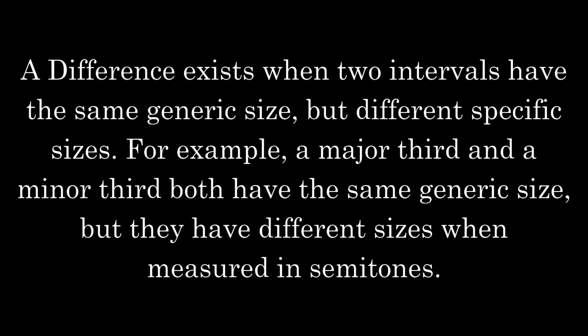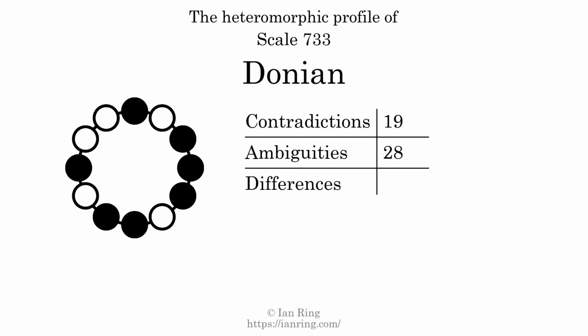A difference exists when two intervals have the same generic size, but different specific sizes. For example, a major third and a minor third both have the same generic size, but they have different sizes when measured in semitones. The number of differences in this scale is 92.